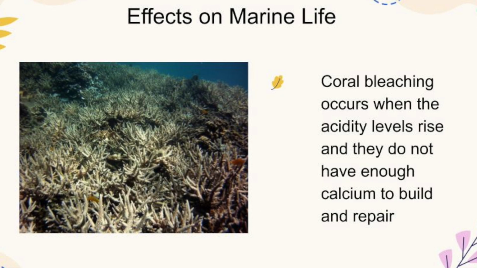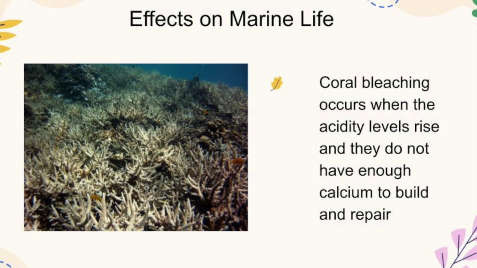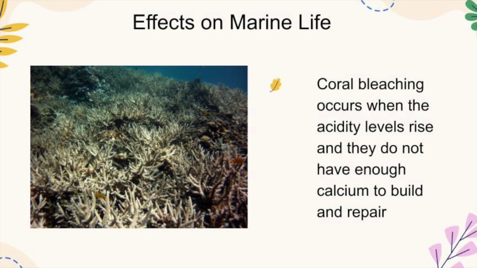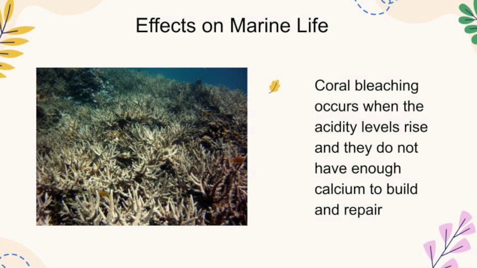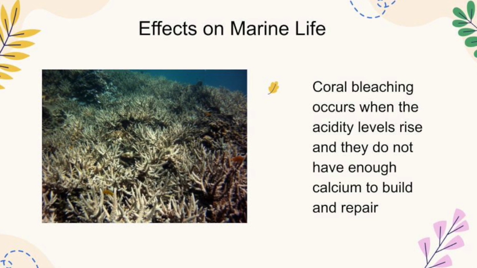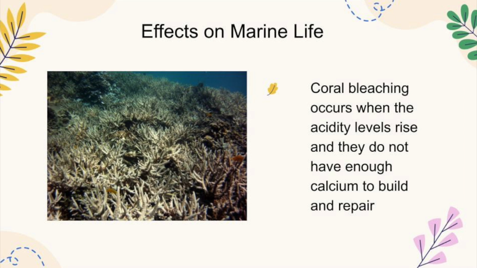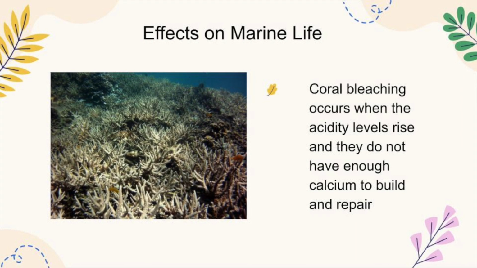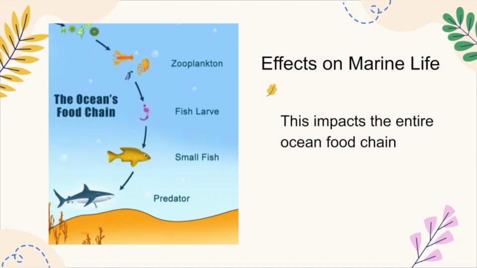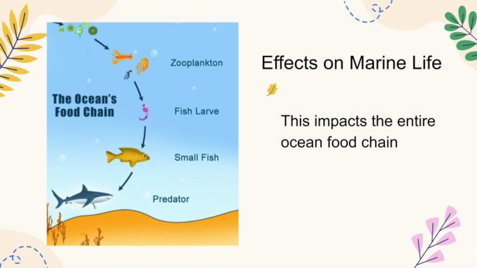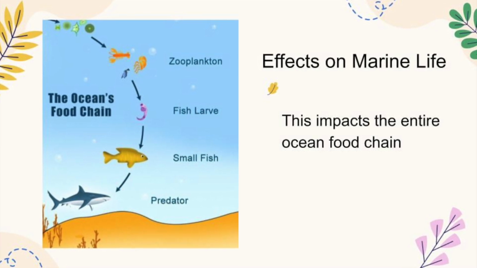Another effect is coral bleaching. The acid reduces the amount of calcium that the coral needs to build and repair itself. When coral dies, some marine life lose their habitat and will not have a safe place to live in order to survive. The rise in the acidity of the ocean will eventually affect the entire food chain.